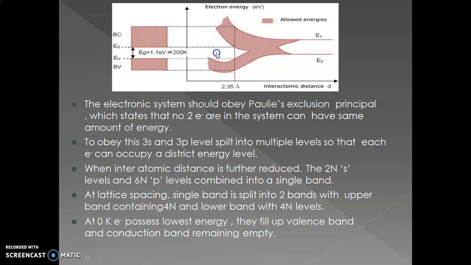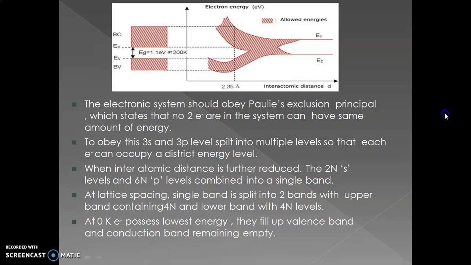When the interatomic distance is further reduced, the 2n s levels and 6n p levels combine into a single band. At a certain lattice spacing, the single band is split into two bands, an upper band and a lower band, containing 4n levels in the upper band and 4n levels in the lower band.